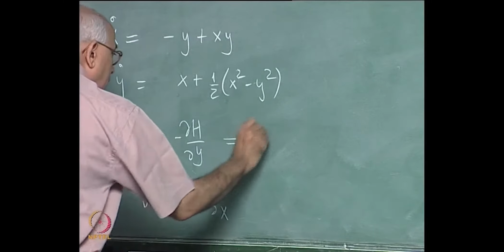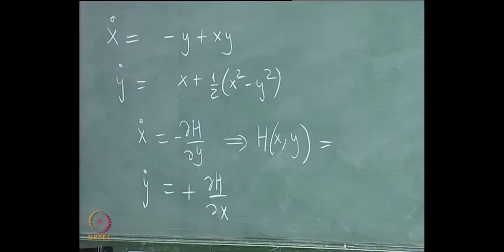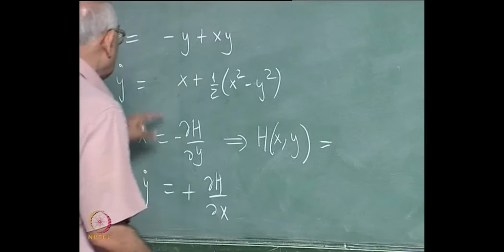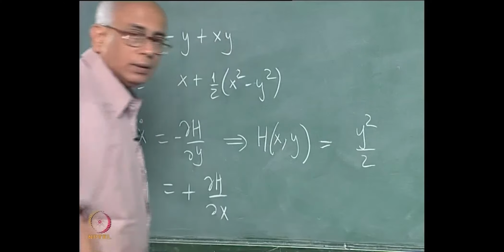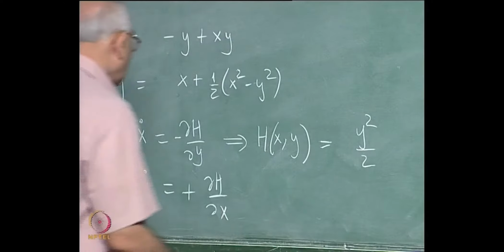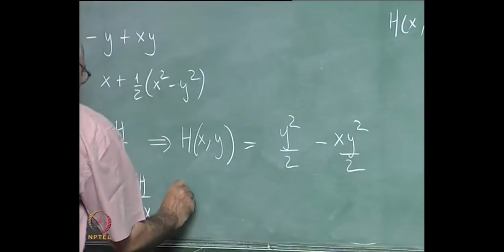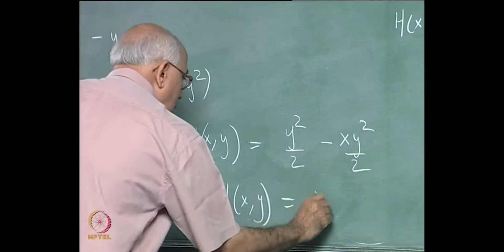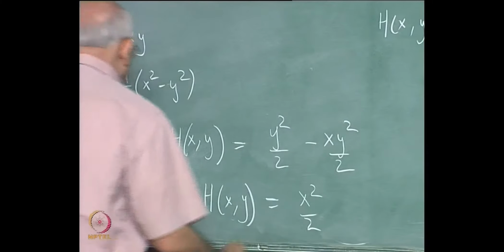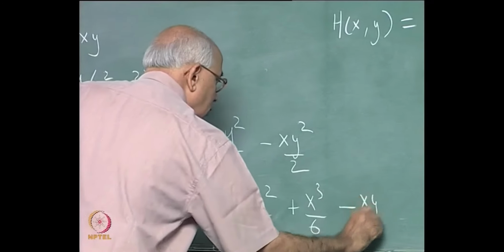So this would imply that h of x comma y is equal to, let us work this out, let us see if this is really true or not, because minus delta h over delta y, so this is y squared over 2 here in this case, and then minus xy squared over 2, and this would imply that h of xy is equal to x squared over 2 here in this case plus x cubed over 6 minus xy squared over 2.